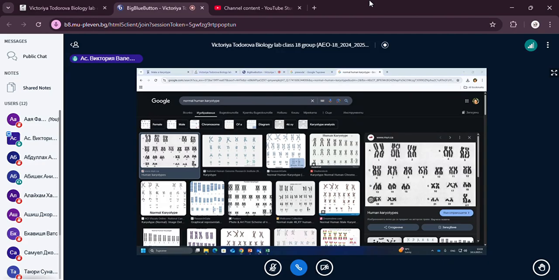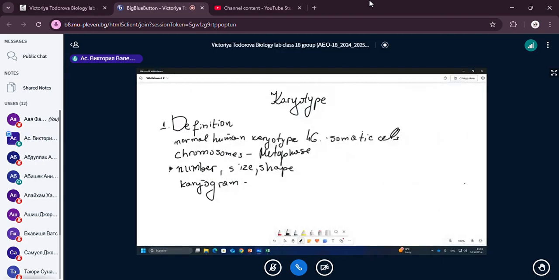Okay, so the karyogram, I told you, is something we order in a specific way, and if you want to compare two species, what do you think we can find in the chromosomes, if there is any problem? We can see if there is the correct number, the correct size and shape of the chromosomes.